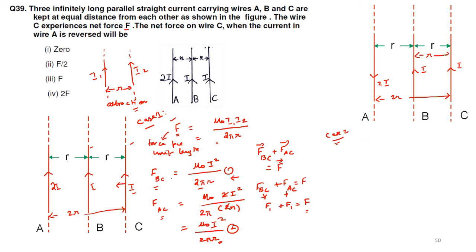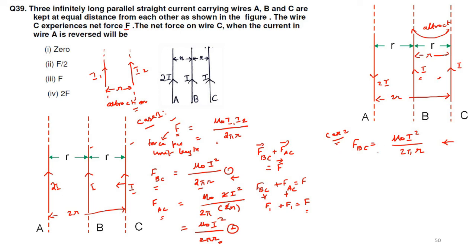For case 2, from this expression, FBC will remain the same, okay? Because there is nothing changed between B and C. So mu naught I squared by 2 pi R. This force is towards left, because between these two the currents are in the same direction, so they attract.